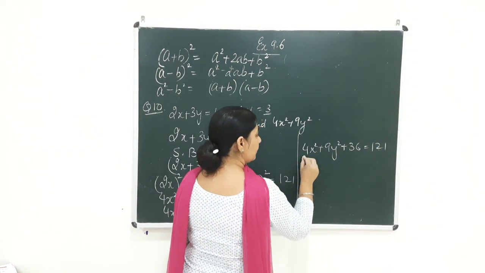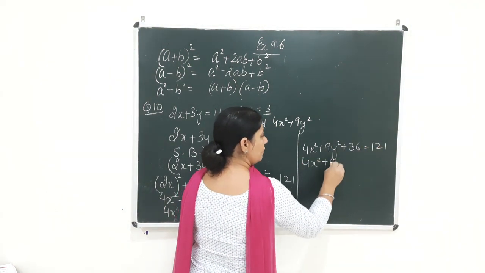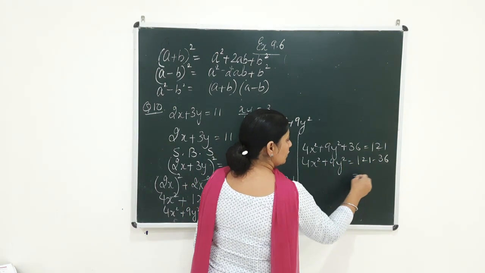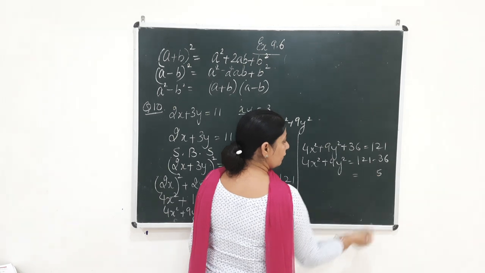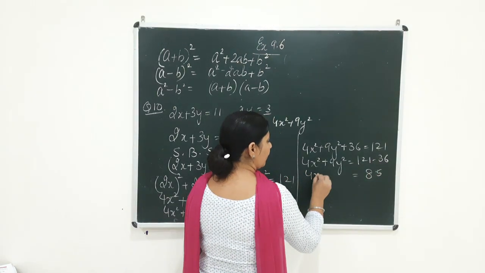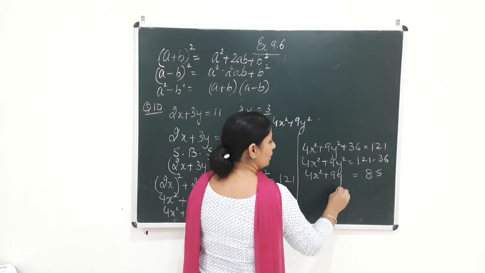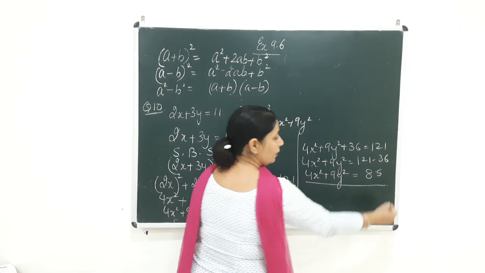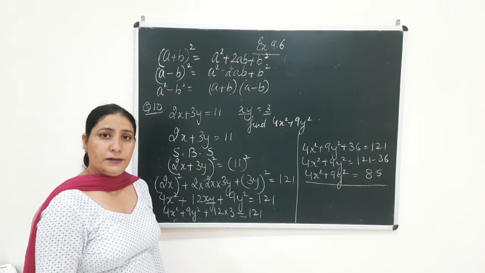Now this 36 will go and get subtracted from 121. So what do you get? 121 minus 36. So 11 minus 6 is equal to 5, and here we have 11 minus 3, which is equal to 8. So my final answer is 4x square plus 9y square is equal to 85. Clear beta?